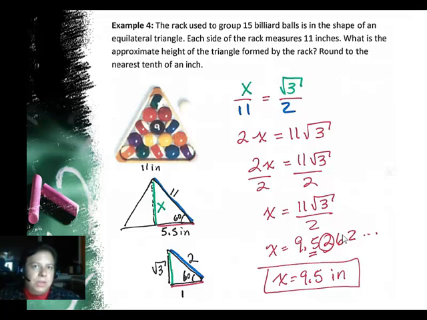When I substitute this into my calculator, because they want us to round to the tenth of an inch, you can see I get this long number, and then I underline in the tenths place, that's a 5. The next digit is a 2, so I keep it at 9.5, or 9.5 inches.